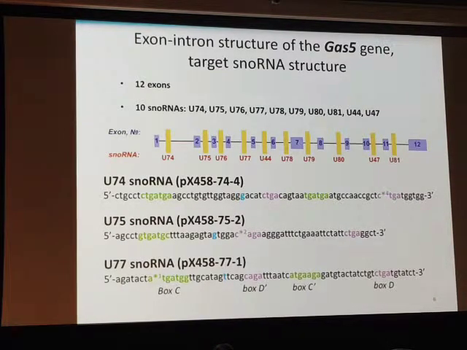3 snoRNAs, namely U74, 75, and 77, were chosen as the targets in our experiments. These snoRNAs are encoded within the introns of the GAS5 gene, alongside a series of other snoRNAs. And double-strand DNA breaks were targeted at conserved elements, boxes C and D, denoted with an asterisk.